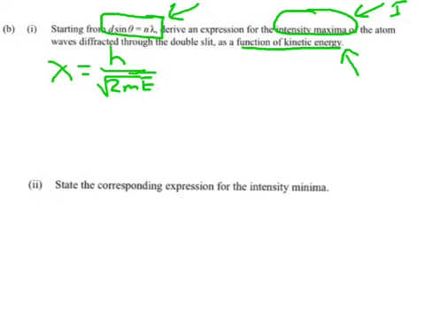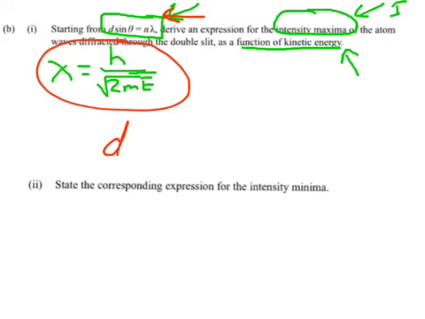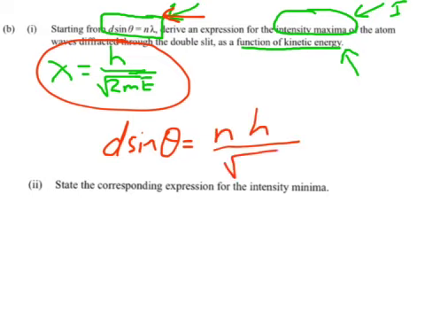So that formula there, or let's circle it so you can see what I'm talking about. This formula here is the wavelength as a function of kinetic energy. This formula here is an expression for the intensity maxima as a function of wavelength. So all we have to do is substitute that in. So our formula will be d sine theta equals, instead of n lambda, n times h over square root 2me. It's that simple. But interpreting the question and what this means, not thinking that you have to put I equals something, that's understanding it and working it through.